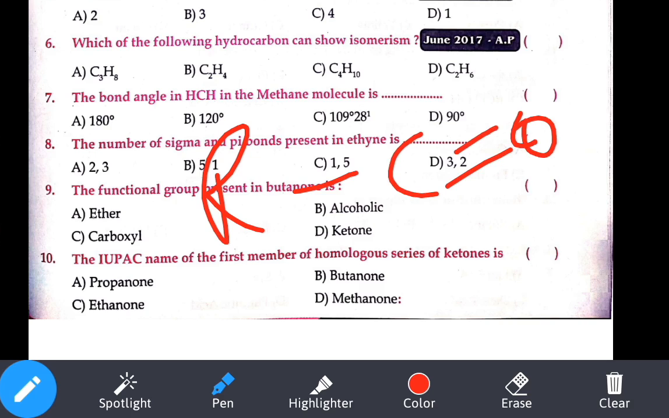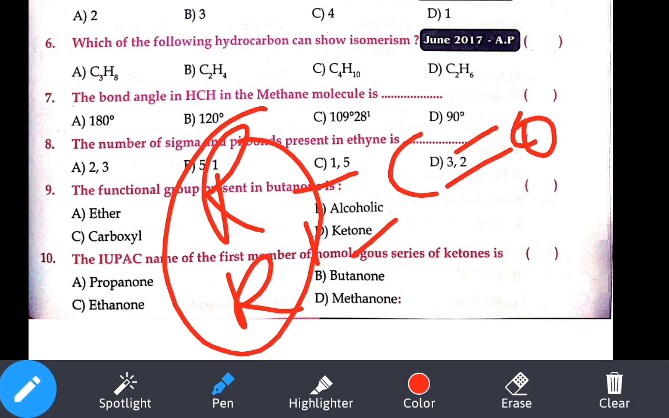RCOR'. Now here R and R' can be alkyl groups, meaning hydrocarbons. Here also a hydrocarbon compound will come, and here also a hydrocarbon compound will come. So in a ketone, a minimum of 3 carbons should be present.